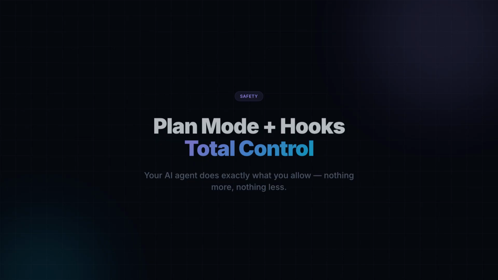the right thing. Most developers deal with this in one of two ways. Either they approve every single action manually, which kills the speed advantage entirely, or they turn on full auto mode and pray nothing goes wrong.